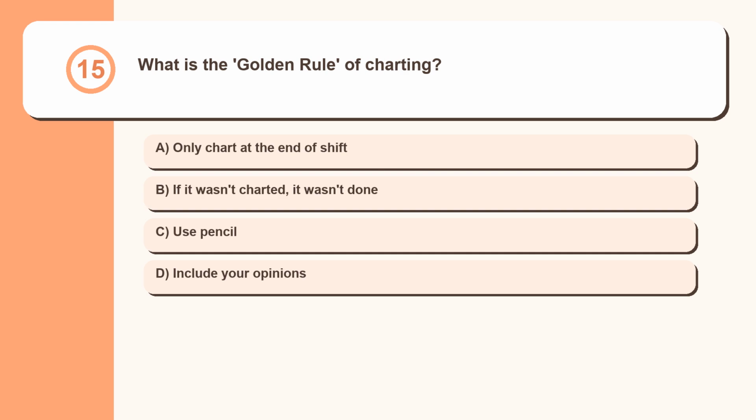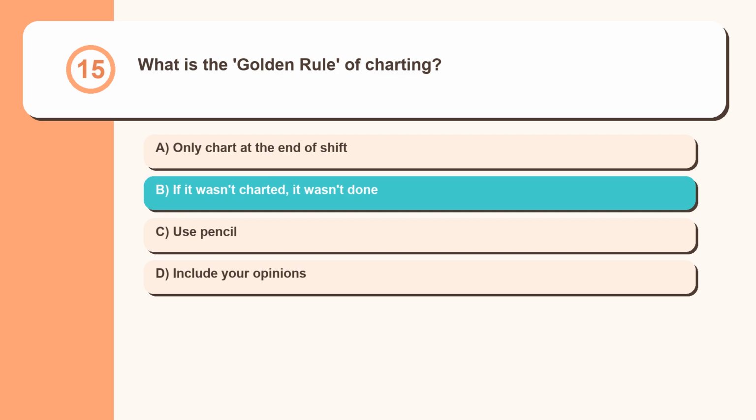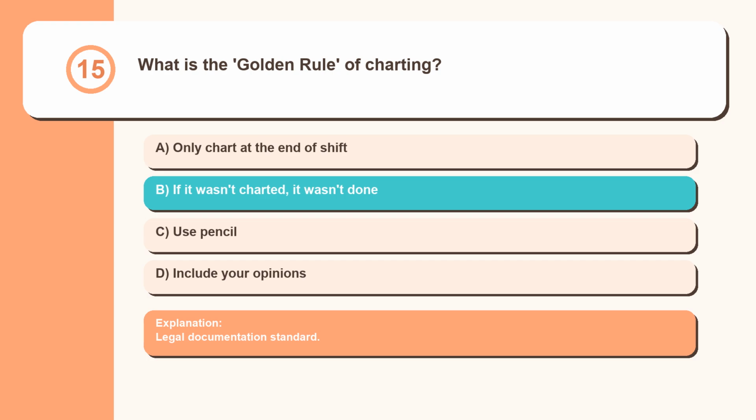Question 15. What is the golden rule of charting? Only chart at the end of shift. If it wasn't charted, it wasn't done. Use pencil. Include your opinions. Answer: the legal documentation standard.